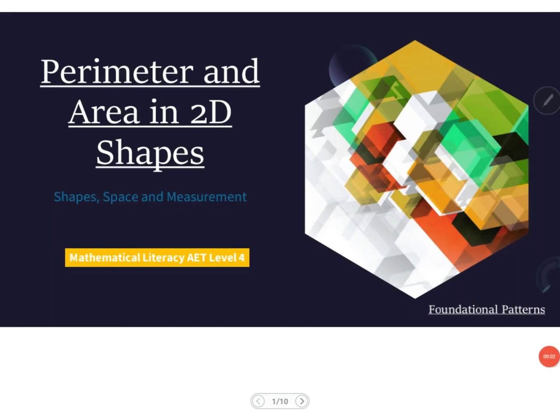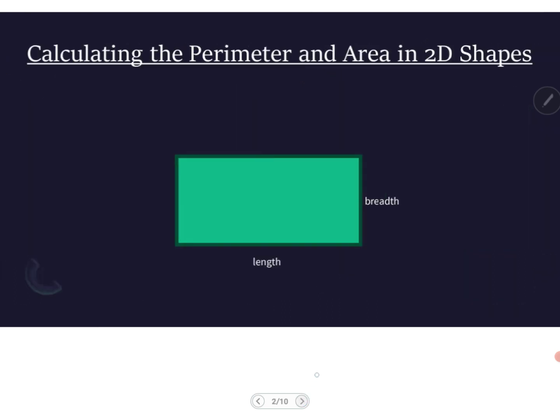Welcome to Foundational Patterns. We are discussing mathematical literacy. In particular, we are in the topic of shape, space, and measurement. But in this lesson, we want to discuss calculating the perimeter and area in two-dimensional shapes. Now let's get into it.